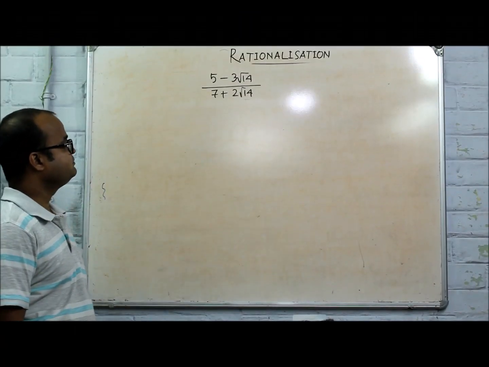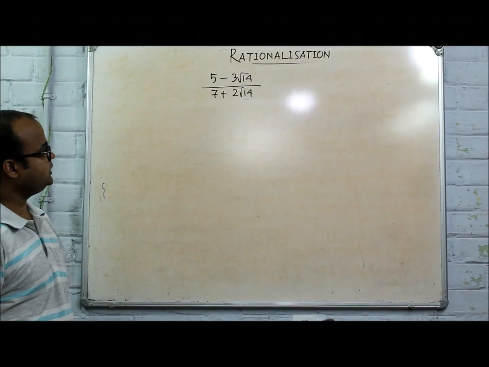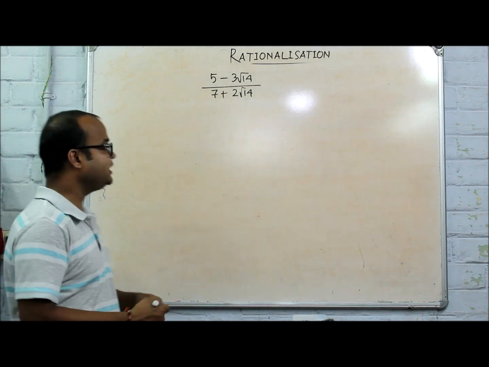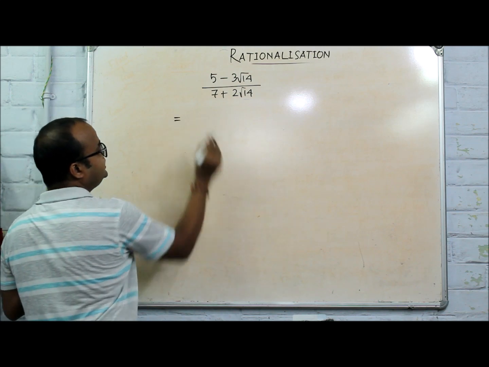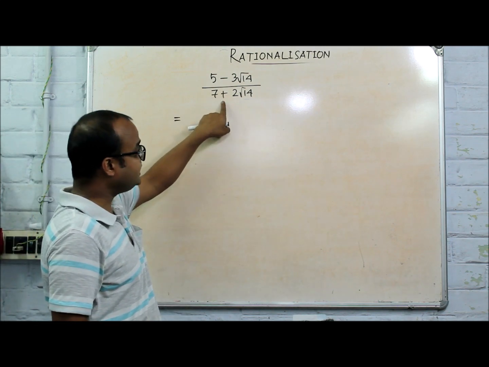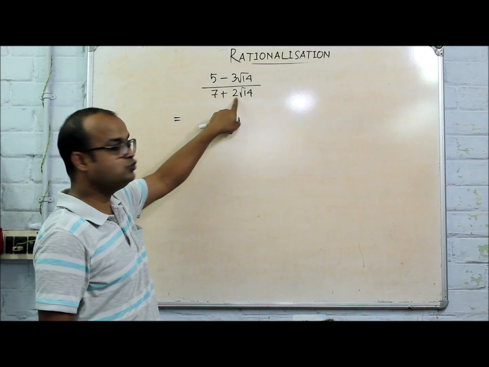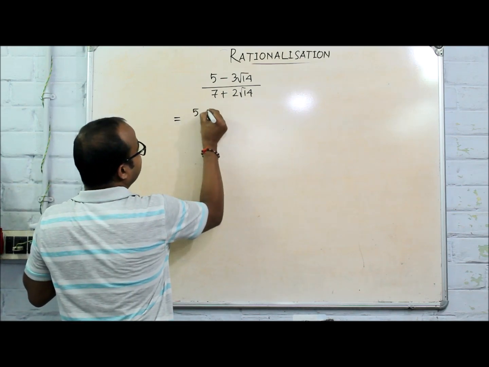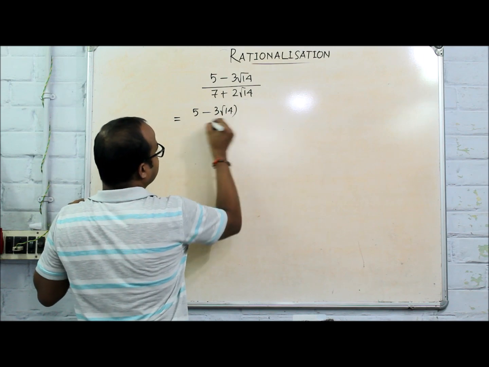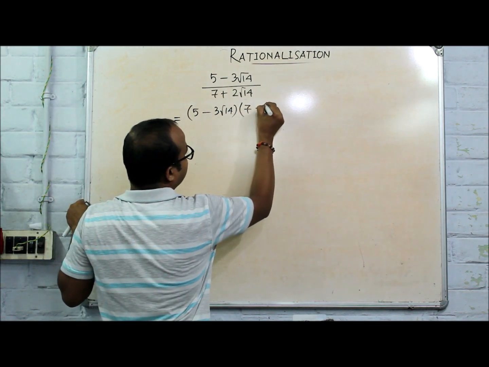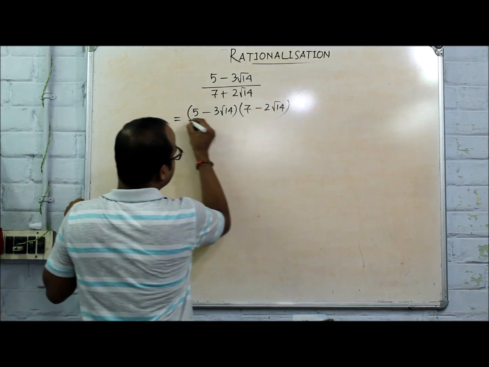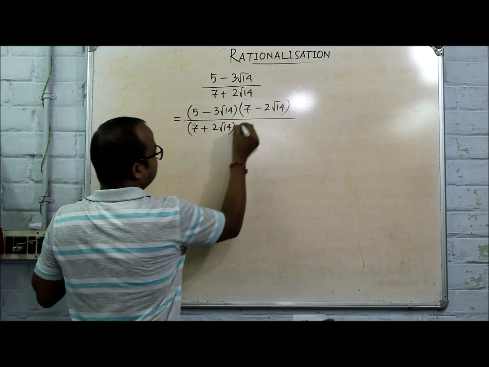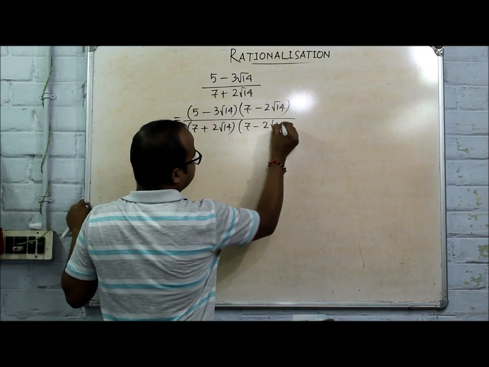Let us discuss this problem: (5 minus 3 root 14) by (7 plus 2 root 14). So we need to multiply numerator and denominator with 7 minus 2 root 14, since 7 plus 2 root 14 is there. So we need to multiply with 7 minus 2 root 14. So 5 minus 3 root 14 multiplied with 7 minus 2 root 14, by 7 plus 2 root 14 into 7 minus 2 root 14.